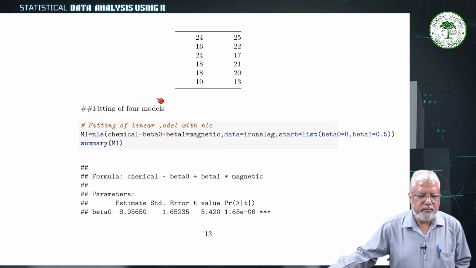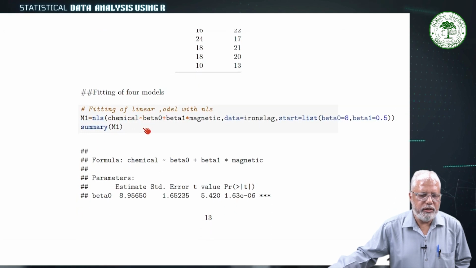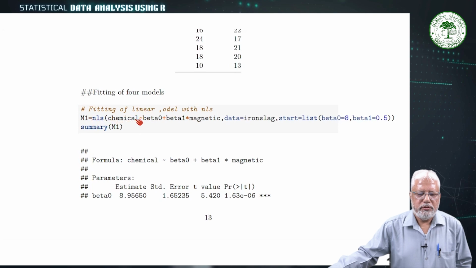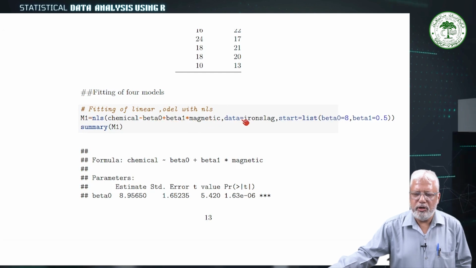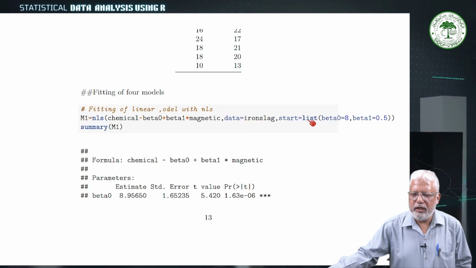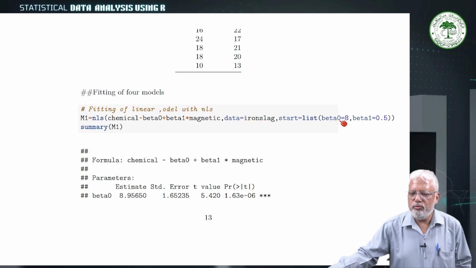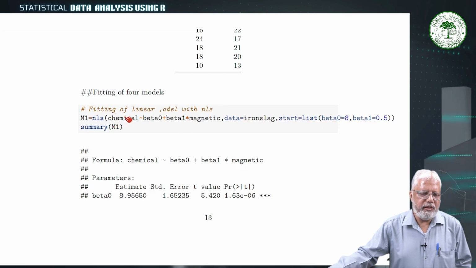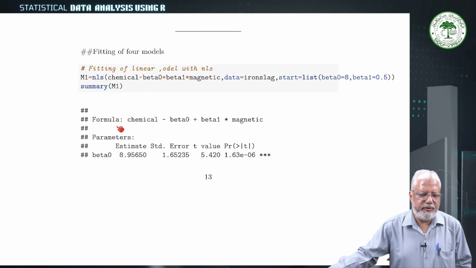My dear participants, I shall continue with fitting of the four models. M1 NLS, it is on the iron slag data. It is chemical versus beta naught plus beta 1 into magnetic. So, it is the simple linear regression model, but we are fitting with NLS, non-linear regression. So, you start with list equal to beta naught is equal to 8 and beta 1 is equal to 0.5. And when we run this command, we get the summary of results.